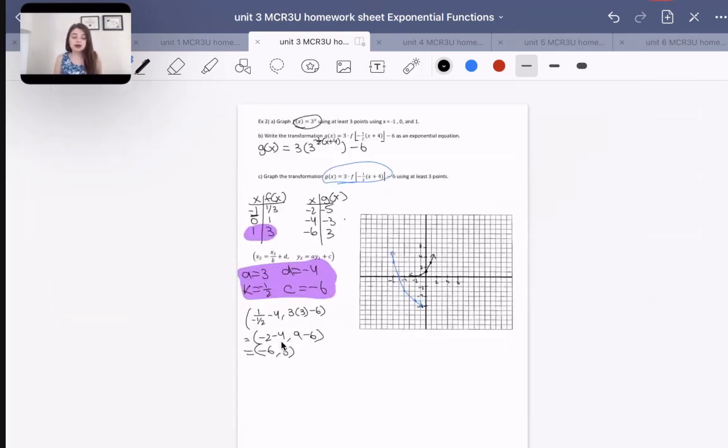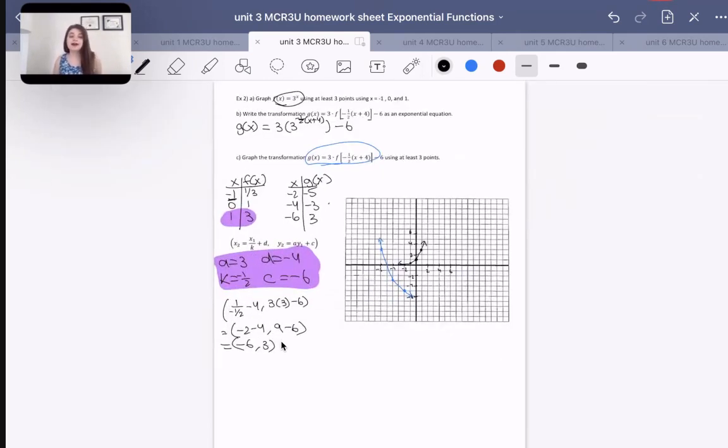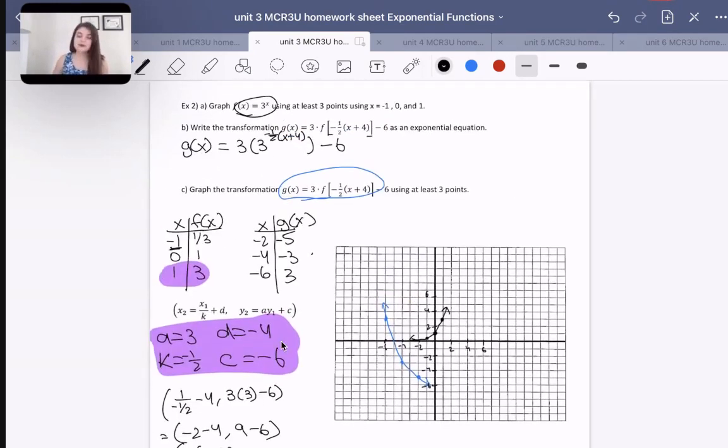All right, well, that is everything for transformations of exponential functions, specifically with an example. Very good work today, everyone, and we will see you next time.